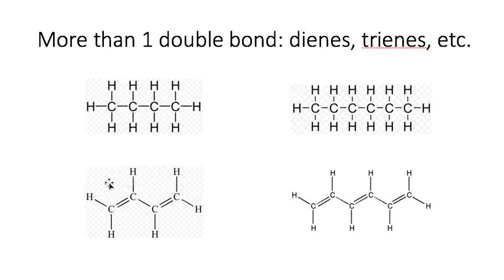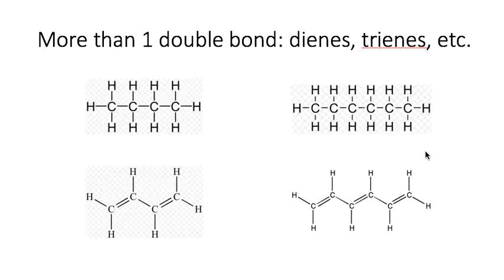1,3-butadiene, and I want you to notice that we're missing, this one had 10, this one only has 6. It's missing 4. That implies there's 2 double bonds. So the 4 missing hydrogens, you're going to divide that by 2, because 2 go with each double bond. And you're going to say, hey, this molecule has 2 double bonds.